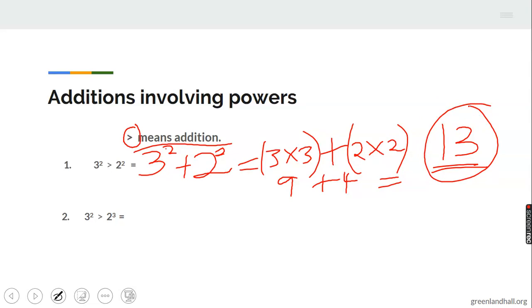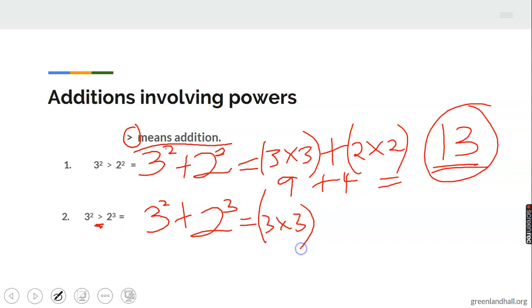Let's look at the second one. 3 raised to power 2 plus, remember we said this greater than sign means addition, which is plus. 3 raised to power 2 plus 2 raised to power 3. So what do we have? 3 raised to power 2 is 3 times 3, while 2 raised to power 3 means 2 in 3 places times 2. So what do we have now?